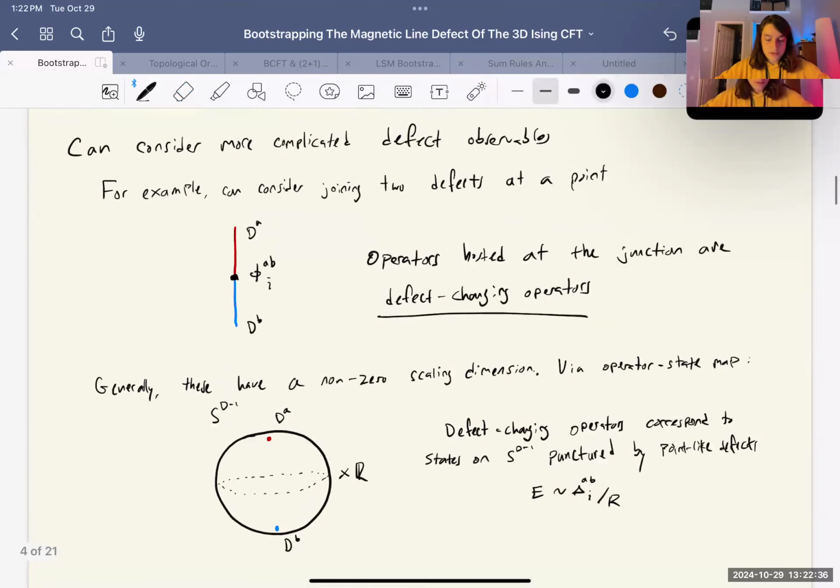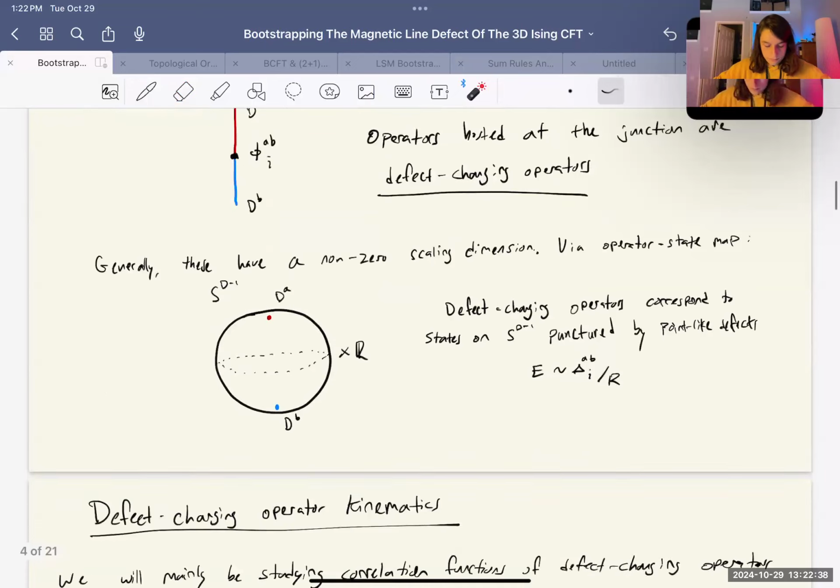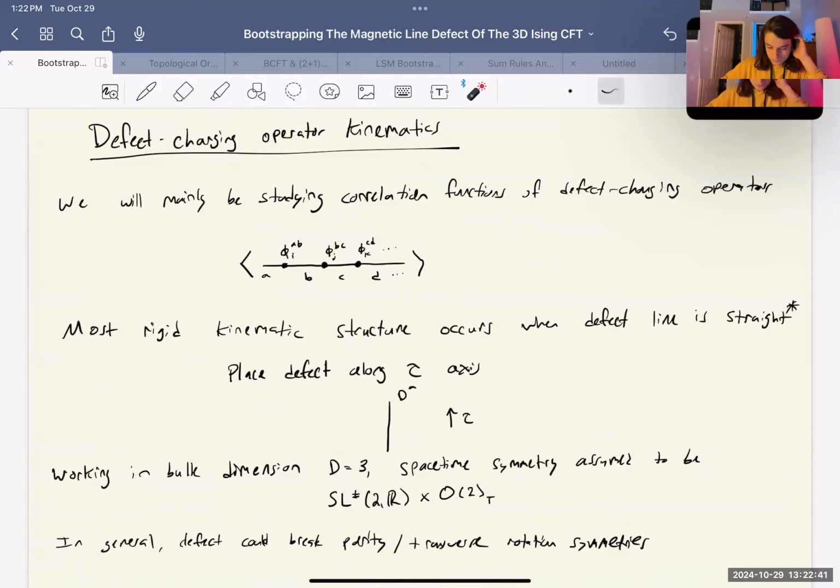Yeah, so okay, so these are defect changing operators. As I said, in this setup where we have a line defect, when we make the line defect straight, it preserves the most amount of the conformal symmetry, which is this SL2R. And as I've indicated, we can consider these defect changing primaries as being primary with respect to this SL2R.